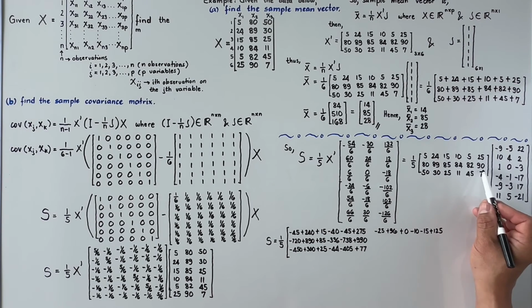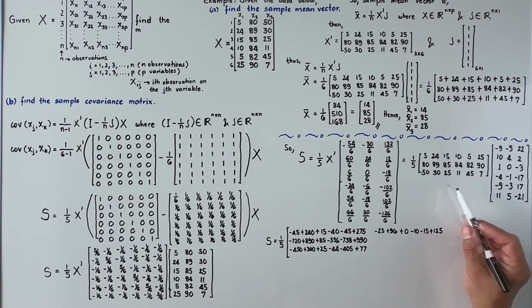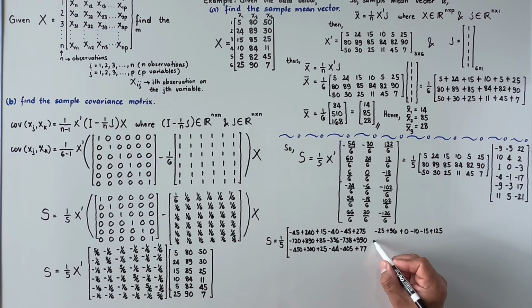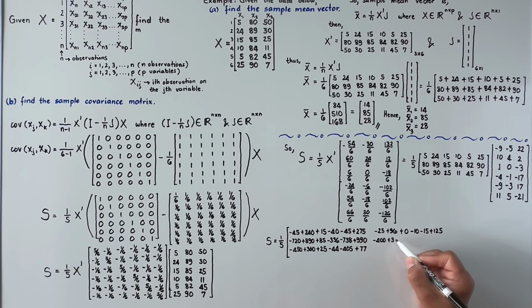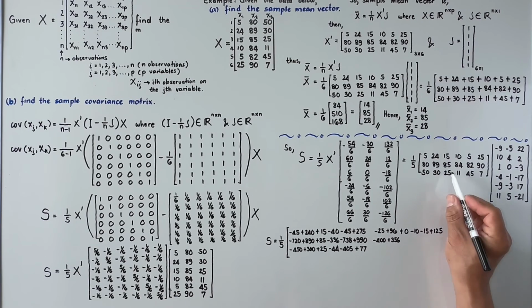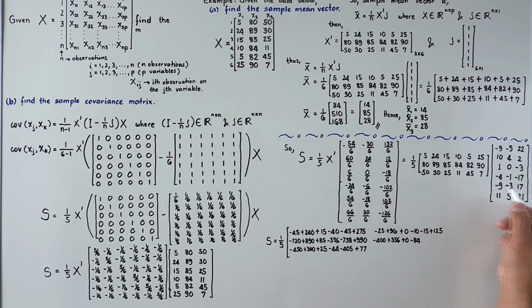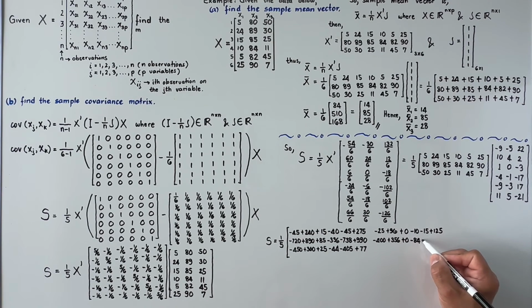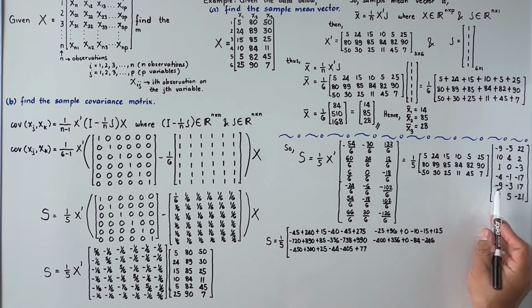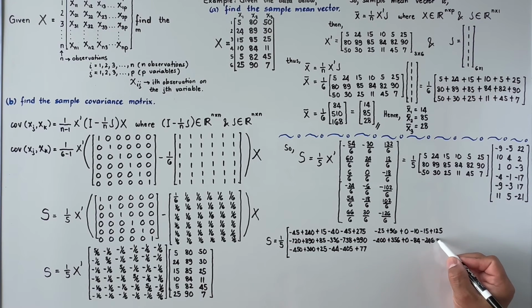So multiplying the second row by the second column, we have 80 times negative 5, we have negative 400. And then 89 times 4, we have positive 356. And then 85 times 0, we have 0. 84 times negative 1, we have negative 84. 82 times negative 3, we have negative 246. And then 90 times 5, we have 450 here.